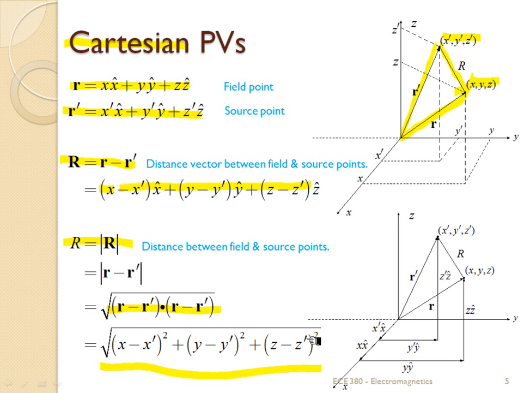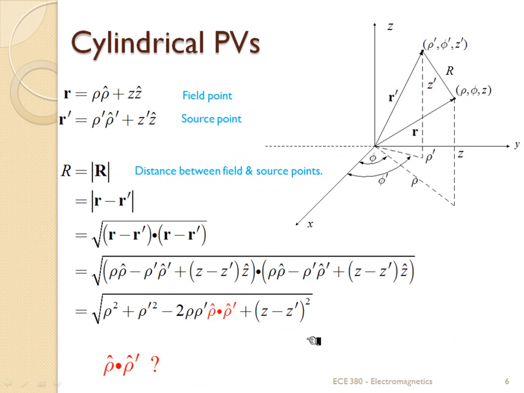Now, the Cartesian coordinate system is useful when you're wanting to represent sources that fit naturally inside a Cartesian coordinate system. So let's say we had a charge that was spread out over a square loop or something like that, then the Cartesian coordinate system would be a natural coordinate system to use. And these two equations right here would be the general starting place to write down any position vector that needs to be specified in Cartesian coordinates.